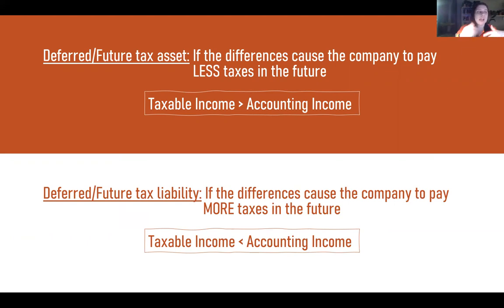So for a liability, it's if the temporary differences cause the company to pay more taxes in the future. So you're going to owe money, like an account payable. That happens when your taxable income for the year is smaller than your accounting income. So that means that you're paying less taxes this year and you're going to be paying more taxes in the future, because your taxable income this year is smaller, but it's going to be bigger in future years. We're going to see that effect in some problems that we're going to do a little bit later.